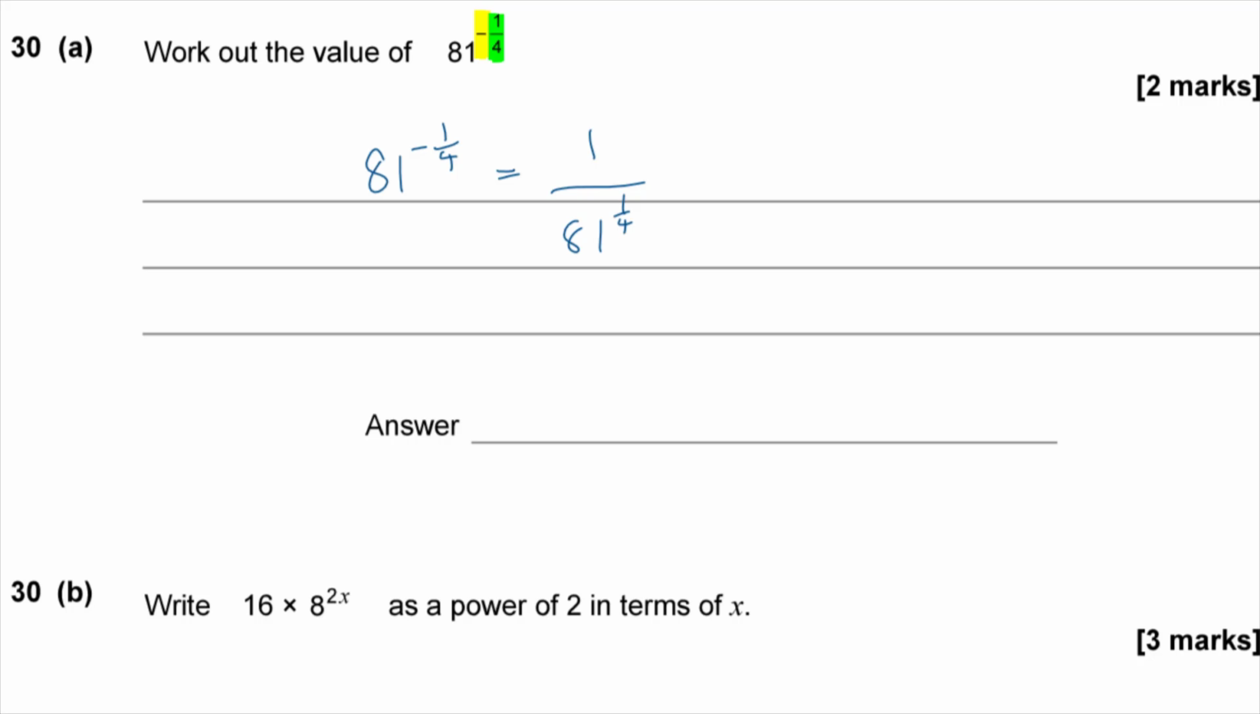Now, fractional powers are roots. So that's going to be the 4th root of 81. So what times itself 4 times is equal to 81? That's going to be 3. So 1 over 3. 1/3.